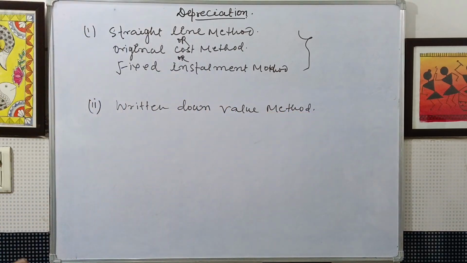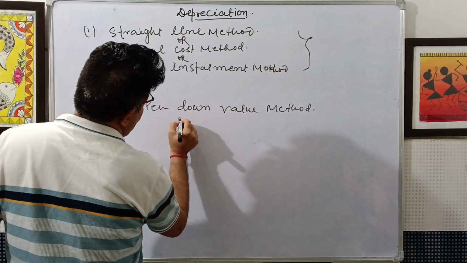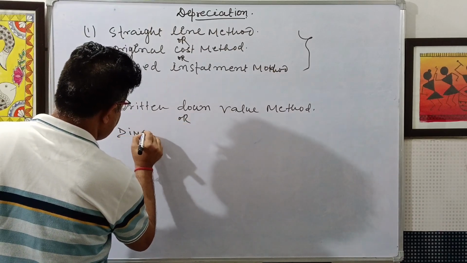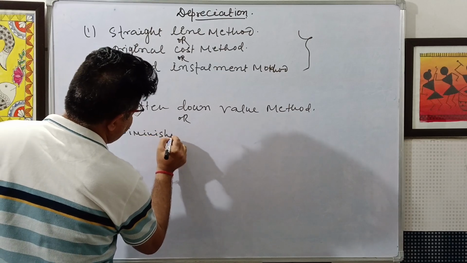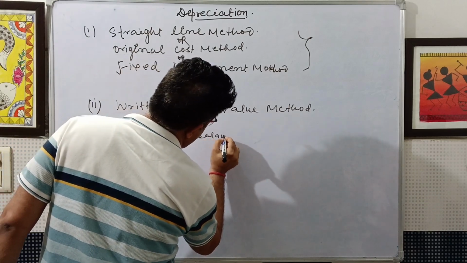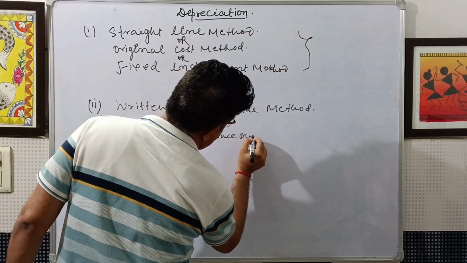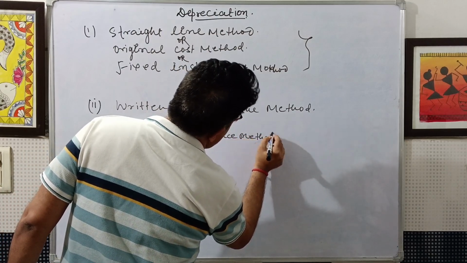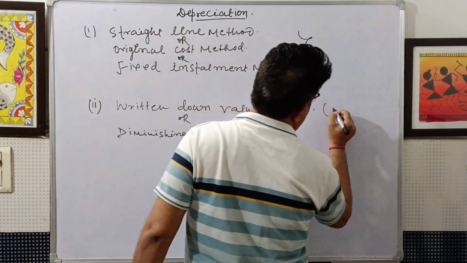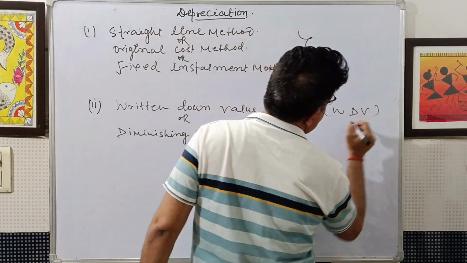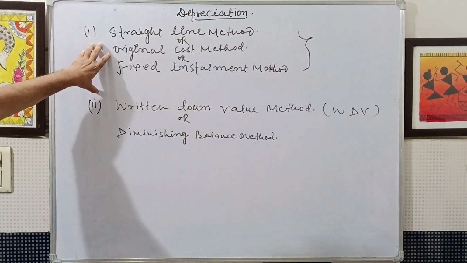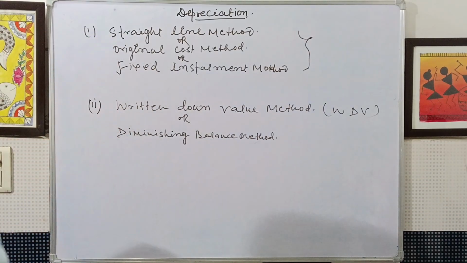It is also known as the diminishing balance method. Written down value method means WDV method. So what is the difference between the straight line method and the written down value method?